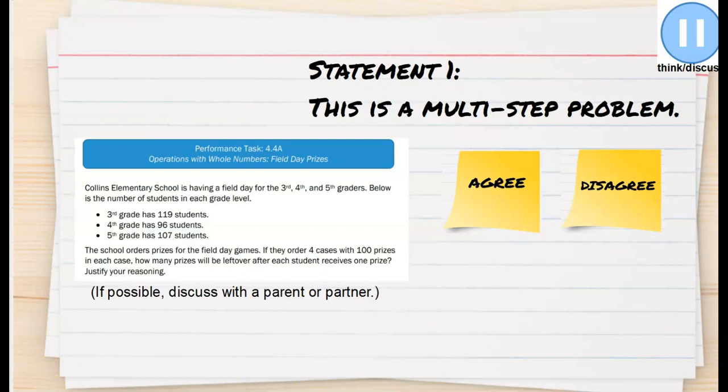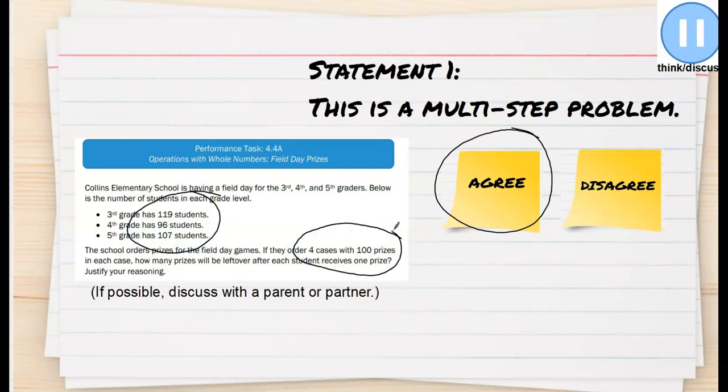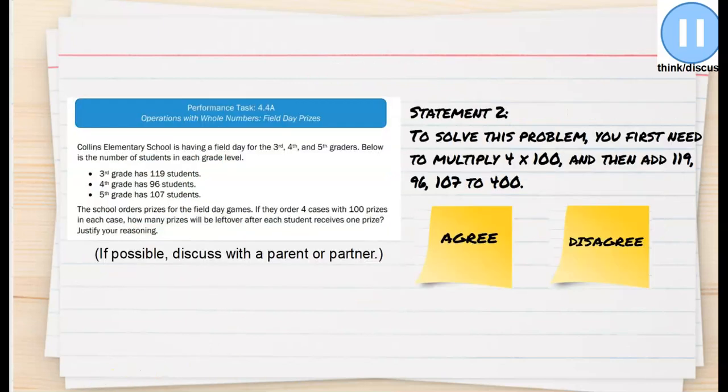Okay, if you agreed with this statement, you would be correct. In this problem, you're not only going to be working with the number of students, but you're also going to be working with the number of prizes. That's definitely going to require more than 2 steps. Let's move to statement number 2. To solve this problem, you first need to multiply 4 times 100 and then add 119, 96, 107 to 400.